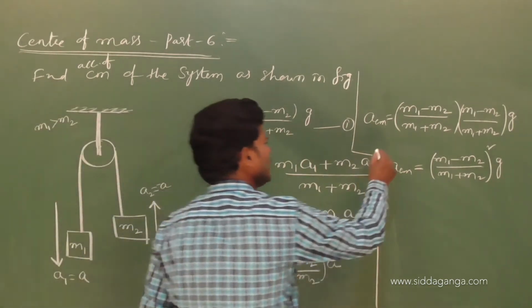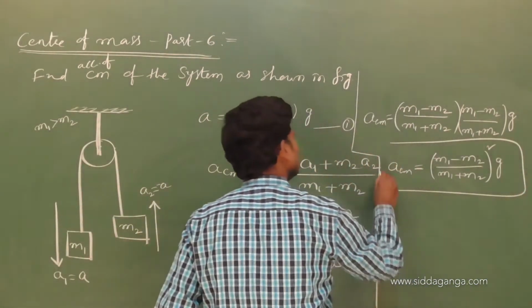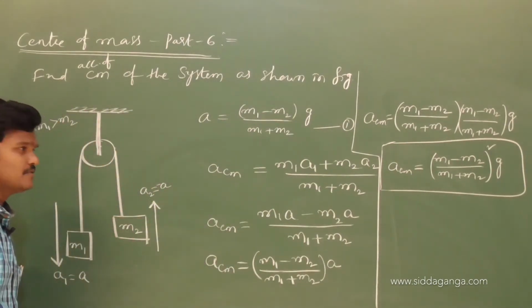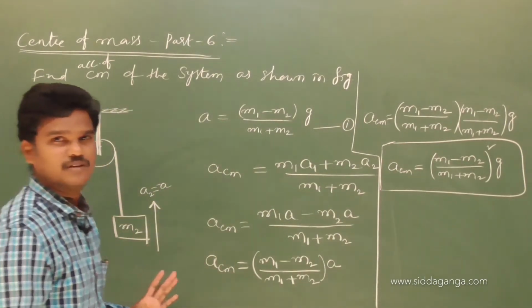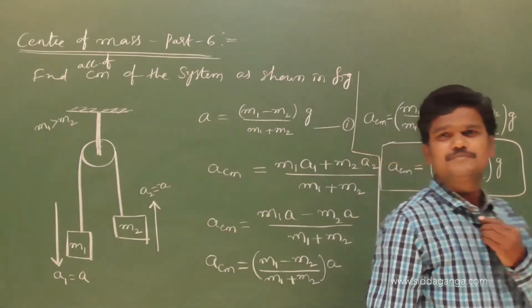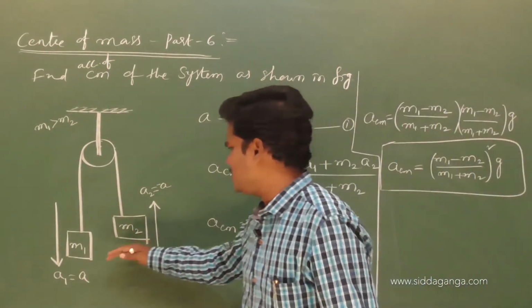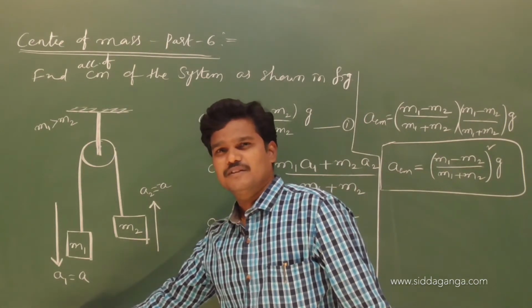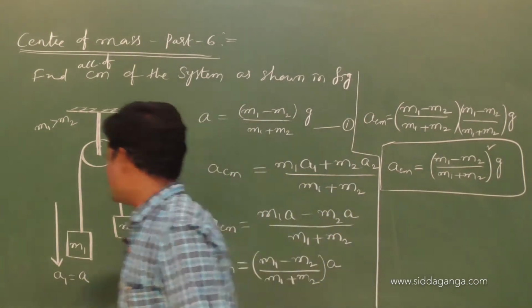See, this is the acceleration of center of mass of the given system. Okay, acceleration of center of mass of the system. For suppose in a problem, if this block is moved down by something like 4 meter distance, or in 2 seconds.